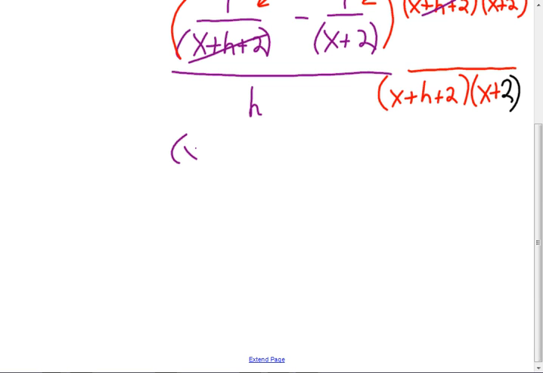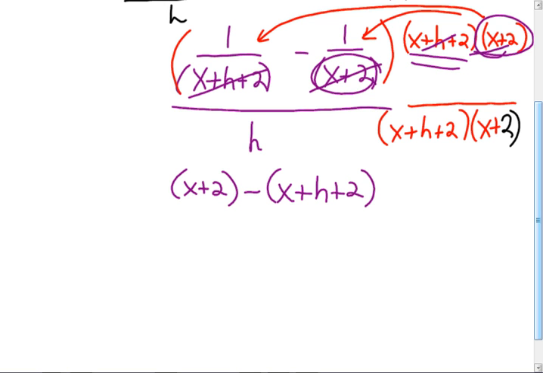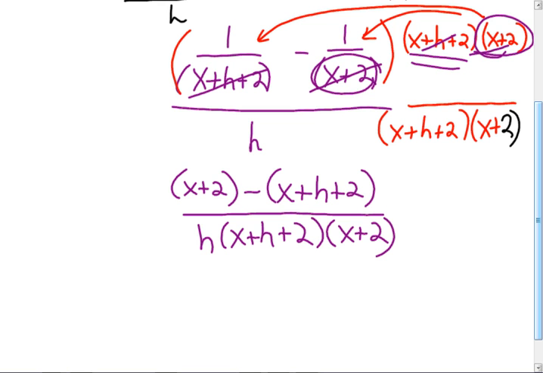x plus 2. Notice my use of parentheses. Not necessary in the first one, but you guys don't sometimes know when it is. What's going to happen to this x plus 2 with this x plus 2? They will cancel, but I'll still be left with that. And if I don't have parentheses, I'm going to make a mistake. Take the product of the two denominators in the numerator and in the denominator of the big fraction.